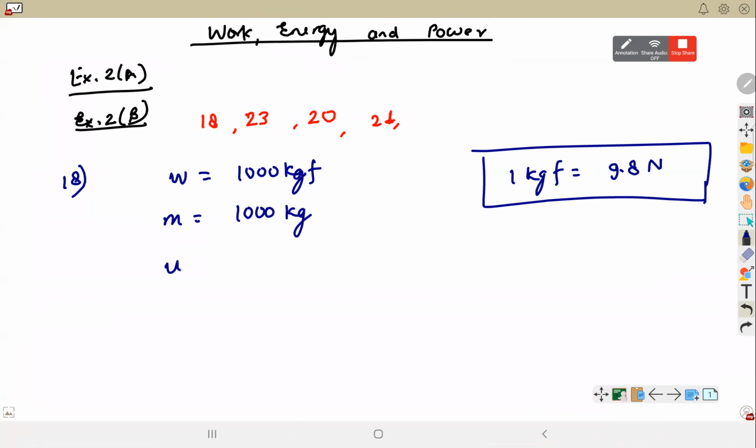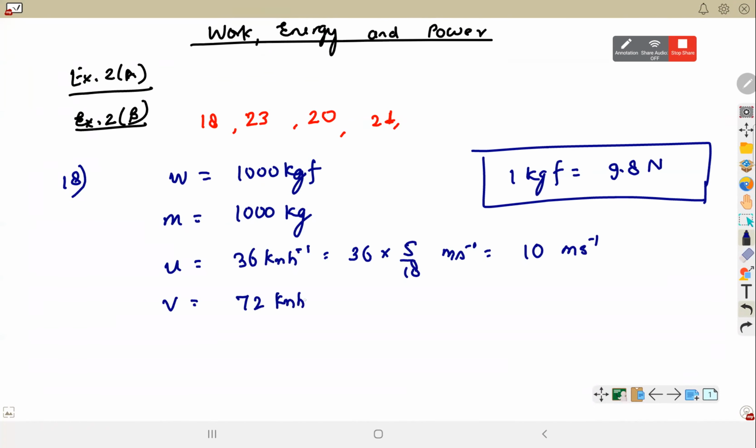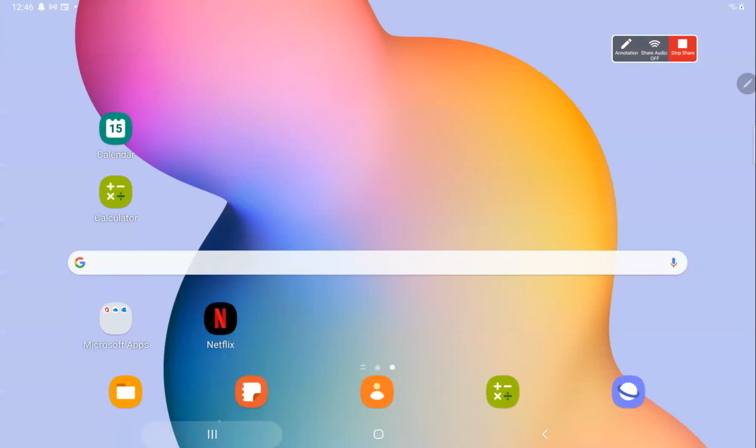Initially its speed is changing from 36 kilometer per hour. We did this in the last class too. To change kilometer per hour to meter per second, we multiply by 5/18. That becomes 10 meter per second. Final velocity is 72 kilometer per hour, which is 72 into 5/18, 20 meter per second. Final velocity 20, initial velocity 10, mass is given, time taken is 2 minutes.